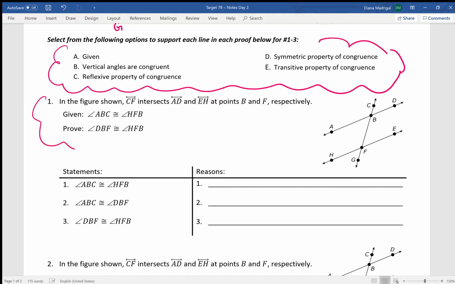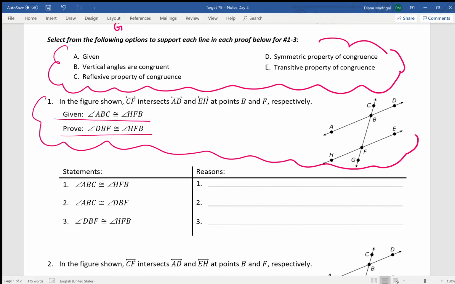They also give you your information already with the picture, and they told you that the given was angle ABC has to be the same thing as angle HFB. And you need to prove that angle DBF is congruent to angle HFB. Alright, so the first one, like always, is always going to be the given. Always. Okay? Second option.